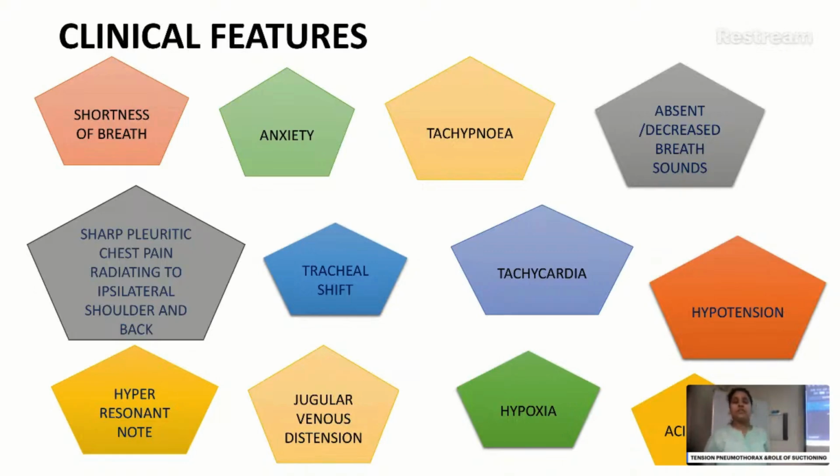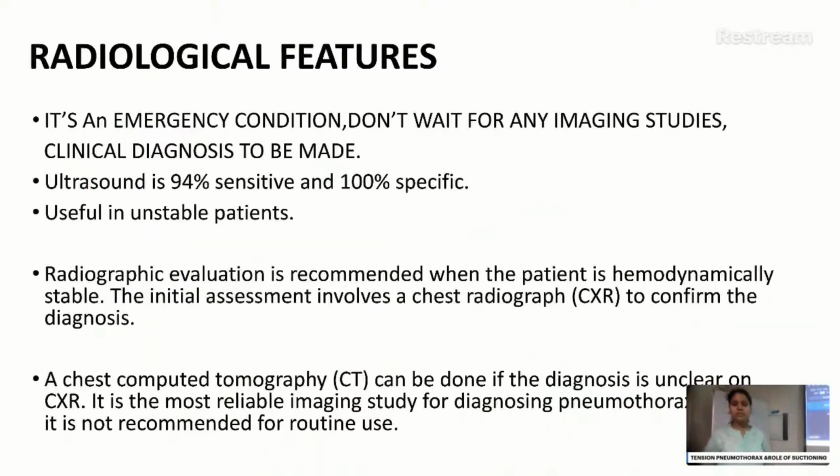Because of the mediastinal shift, there will be a tracheal shift, and there will be hypoxia. Because of the pressure on the heart, there is decreased venous return and decreased cardiac output, so there will be jugular venous distension, hypotension resulting in acidosis, tachycardia, and a hyperresonant note on percussion.